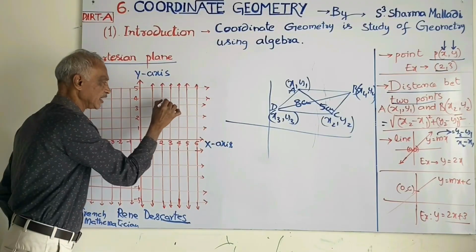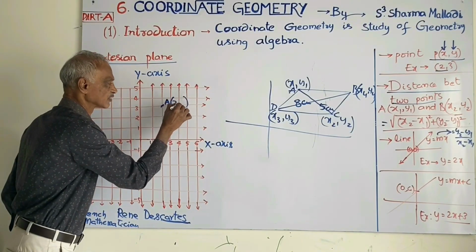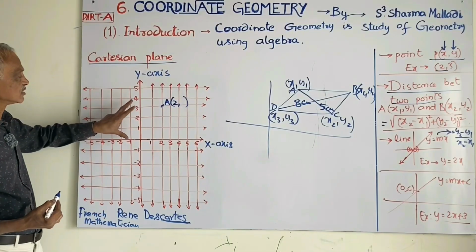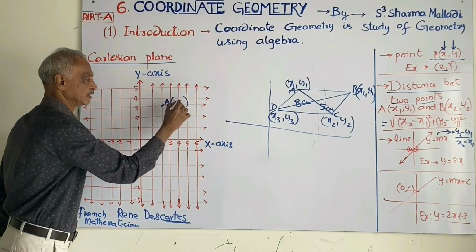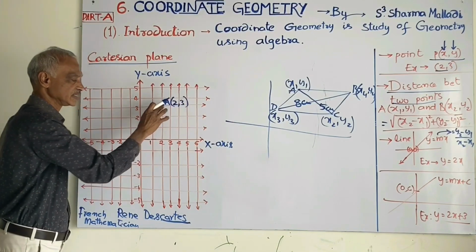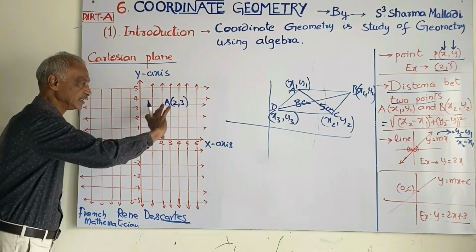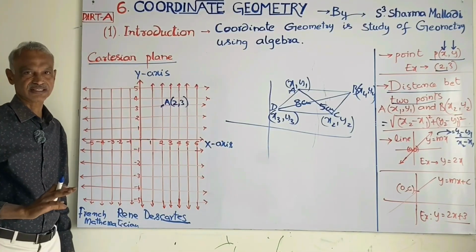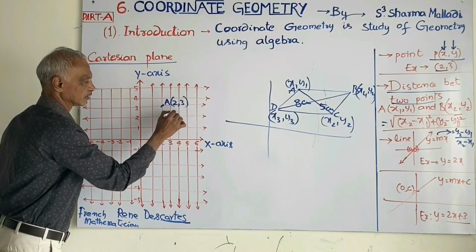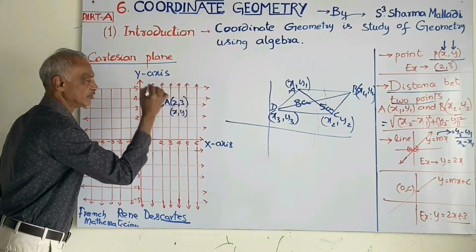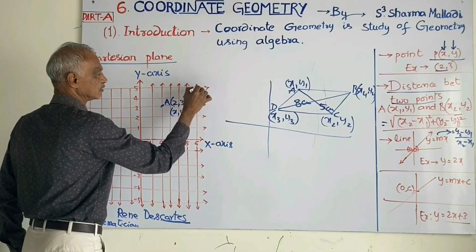This point A, x distance is 2 and y distance, you see the distance here, this distance is 3. This point is at a distance of 2 units from y-axis and 3 units from x-axis. This is x coordinate and this is y coordinate. X coordinate and y coordinate. And also you take a point here, P.